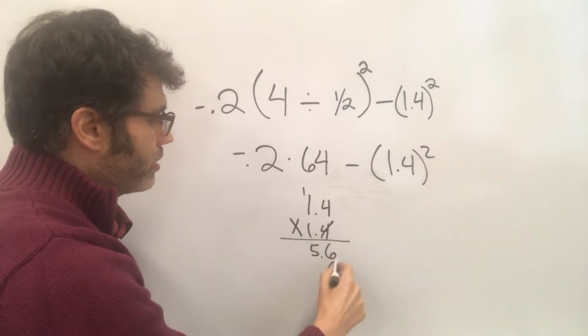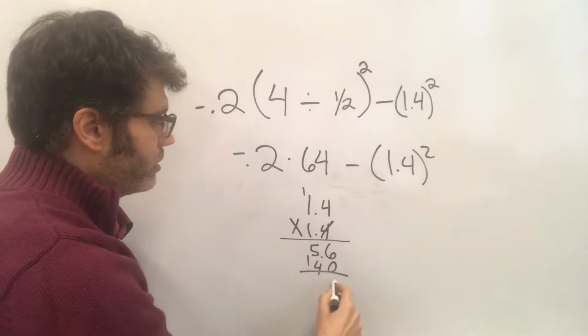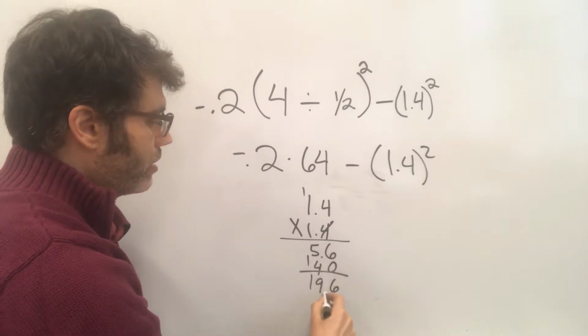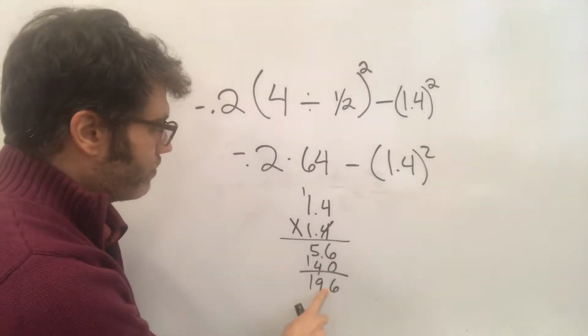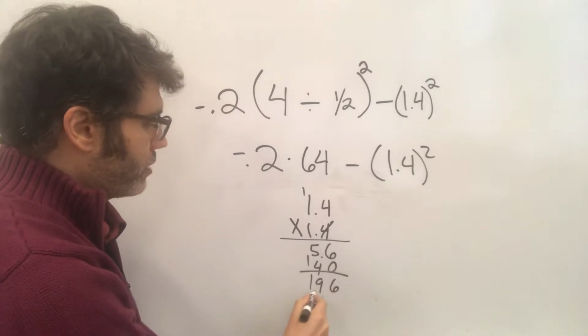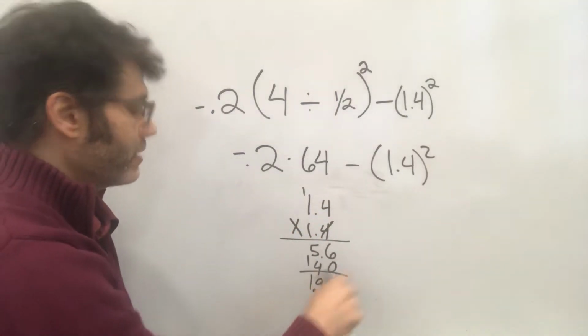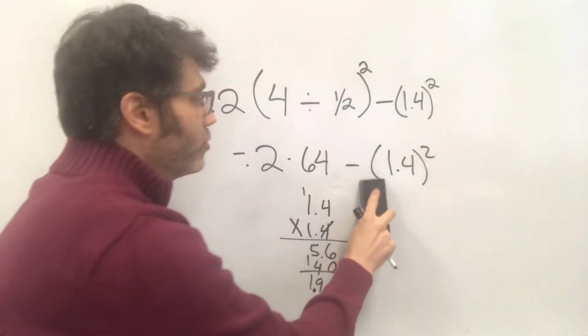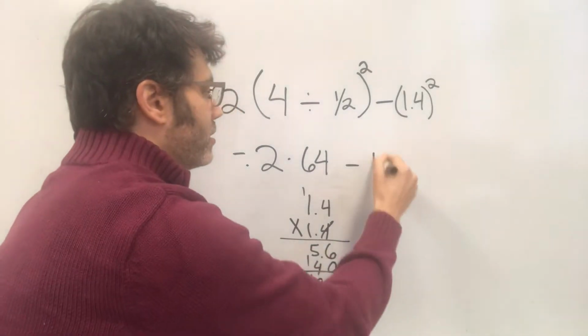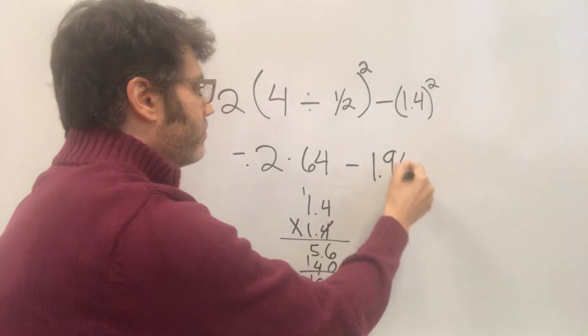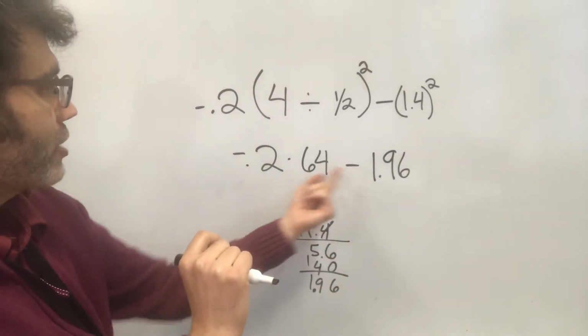4, 1, 6, 9. Okay. Because we have 2 decimals, that means it would be 1.96. So all of this turns into 1.96. Now we're left with subtraction and multiplication.